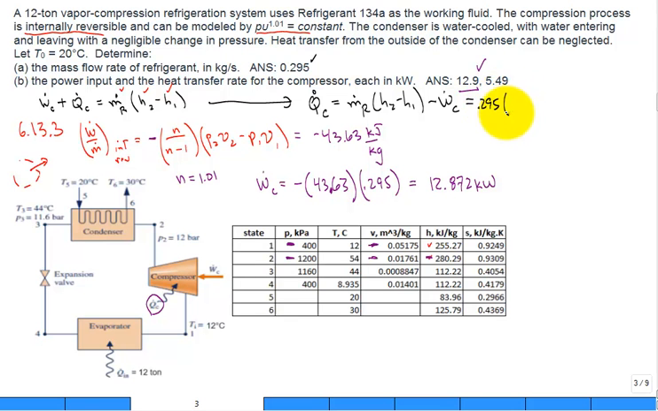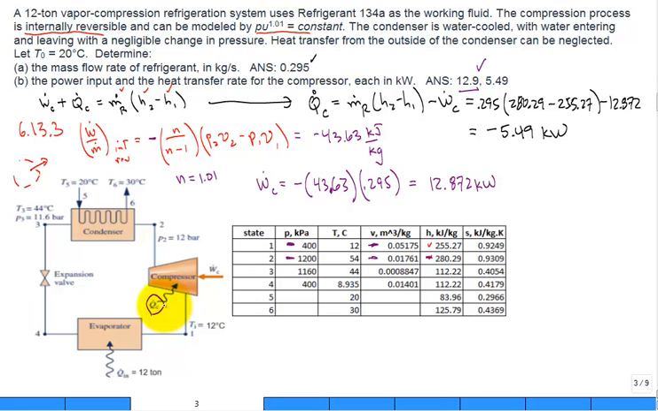0.295 kilograms per second for the mass flow rate, times H2, 280.29, minus H1, 255.27. And then we have a minus 12.872 kilowatts. And that generates to a negative 5.49 kilowatts. Now, what does that mean when it's a negative sign?